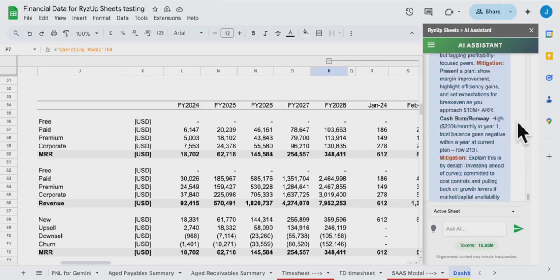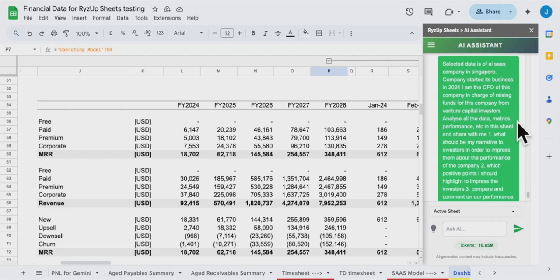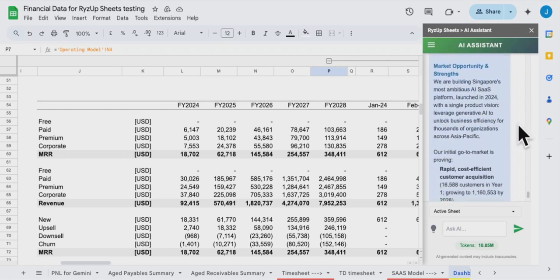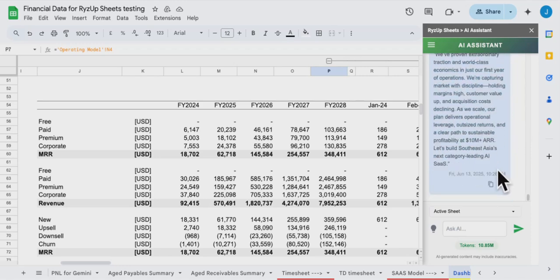So you could see that with just one simple prompt and without much prompt engineering or without any prior knowledge of prompt engineering, anyone can come up with such comprehensive analysis. You can always also copy this and paste it anywhere else in your decks. And the team at RyzUp is actually building the next level of this, where you can copy paste all of this data and generate a PowerPoint slide in seconds.